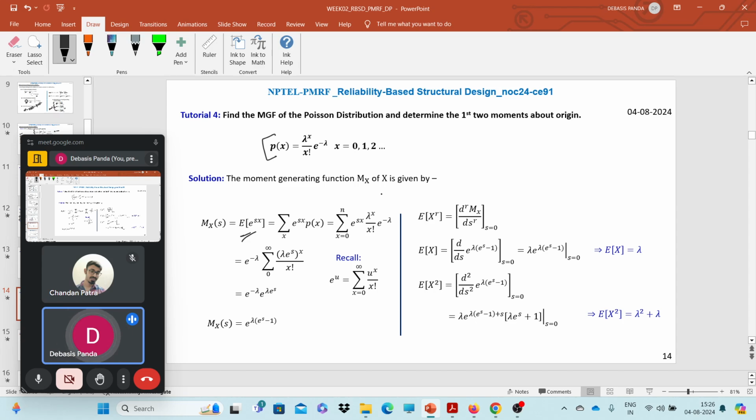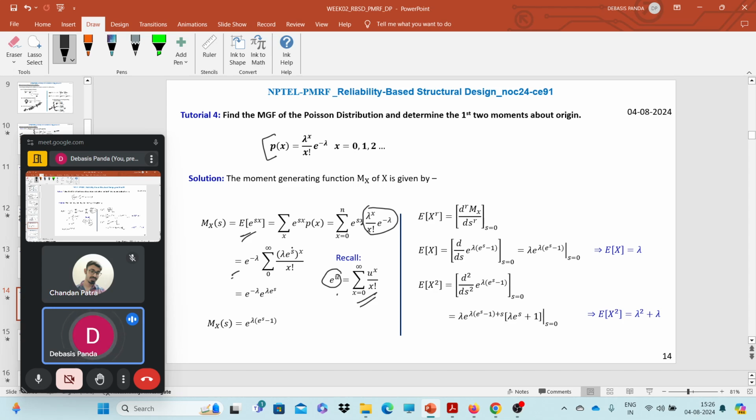We just need to take the expectation of e to the power sx with respect to your probability mass function. The probability mass function is given here. This is your infinite series, and this is your probability mass function. Now if you simplify it, what will we get? e to the power minus lambda, summation over lambda e to the power s, whole to the power x, by x factorial. Now recall, when we have this kind of series, it is nothing but the e to the power u series.